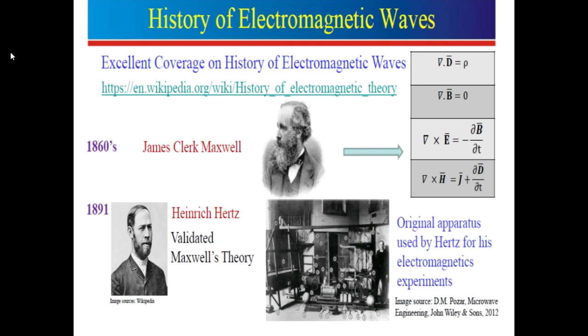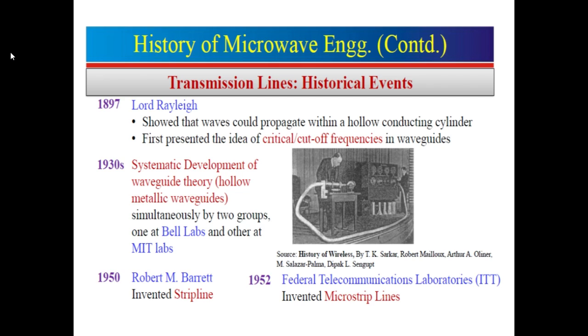To begin with, I'll go through some history of electromagnetic waves. In 1860, James Clerk Maxwell was the first person to formulate Maxwell's equations, and following him, Heinrich Hertz validated Maxwell's theory. He built an apparatus to verify the theory through electromagnetic experiments. Later, Lord Rayleigh started the waveguide concepts, and he found that there is a cutoff frequency in waveguides. Bell Labs and MIT Labs worked hard to develop waveguide theory.